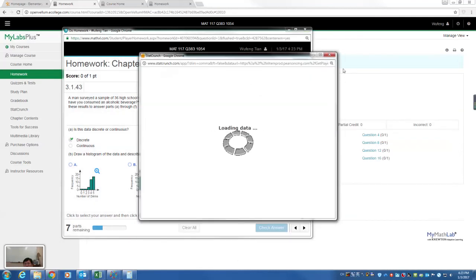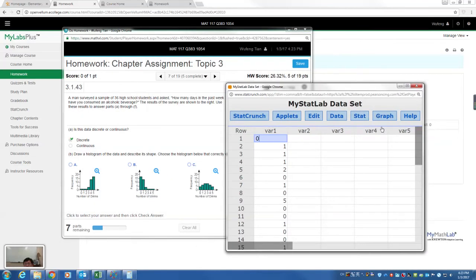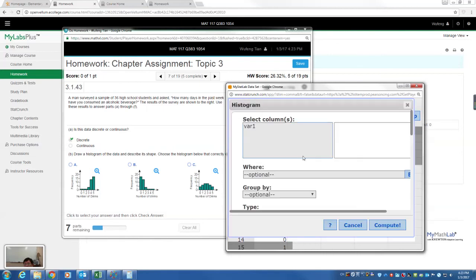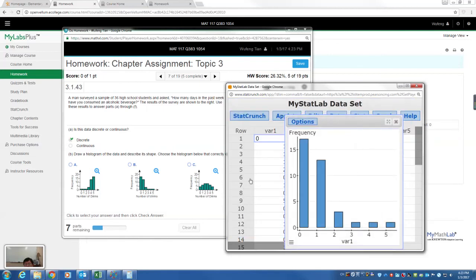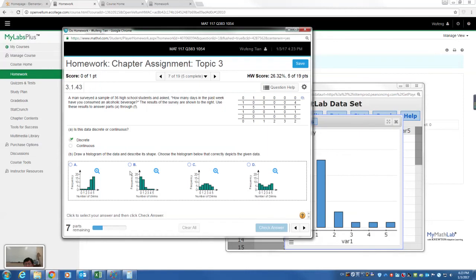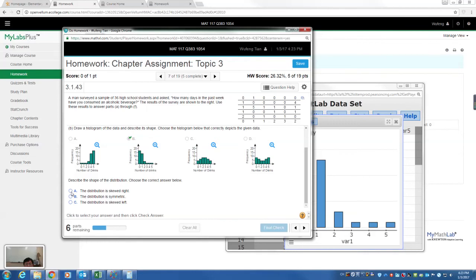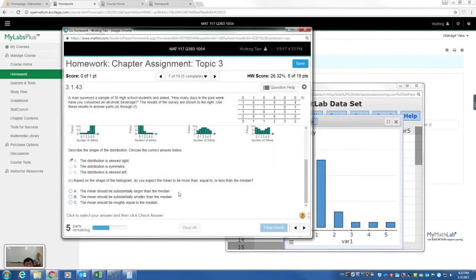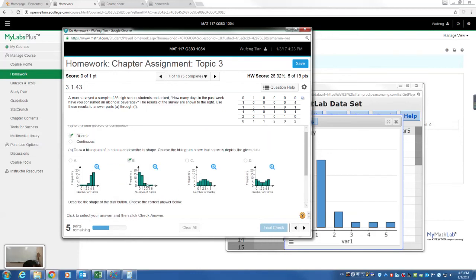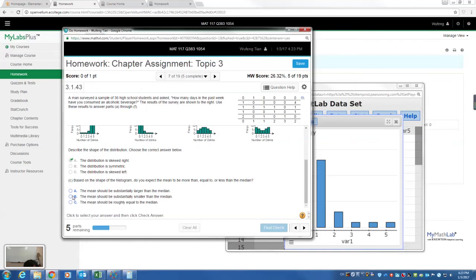You can open that in StatCrunch, and then graph, histogram, check, compute. So you have this. It's going to be this one. Skew to the right. Skew right. Okay, so the mean should be substantially larger than the median. The mean value should be here, median here. Frequency is this. Median is smaller. Mean should be larger than the median.